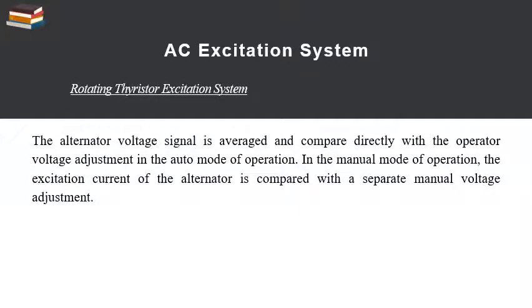The alternator voltage signal is averaged and compared directly with the operator voltage adjustment in the auto mode of operation. In the manual mode of operation, the excitation current of the alternator is compared with a separate manual voltage adjustment.